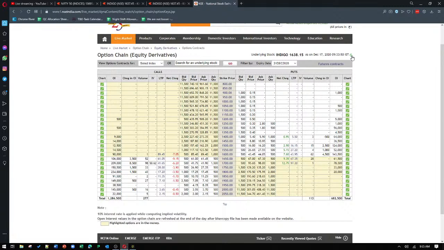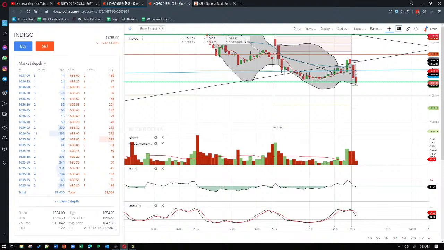Okay, see, the volumes are building very high on the put side, on the lower strike values. So this is still weak. It is going to reach my target. See the price action, what's happening here on the chart.